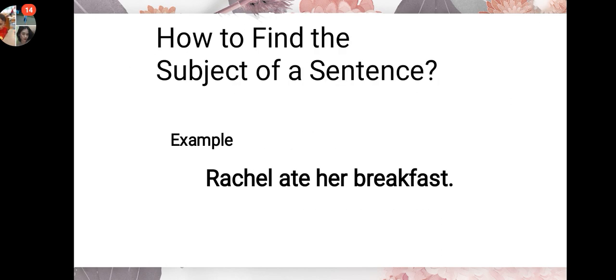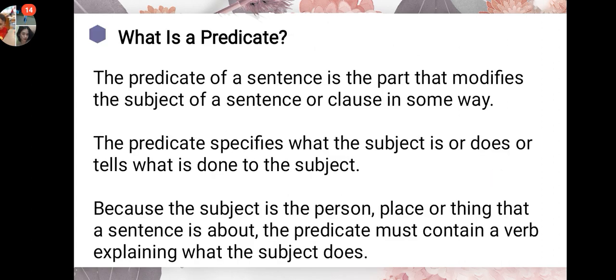So, how do we find the subject of a sentence? Here we have an example. Rachel ate her breakfast. The verb in this sentence is the word ate. It describes an action that Rachel took. So let's ask the question, who or what ate? Rachel did. So Rachel is the subject of this sentence.